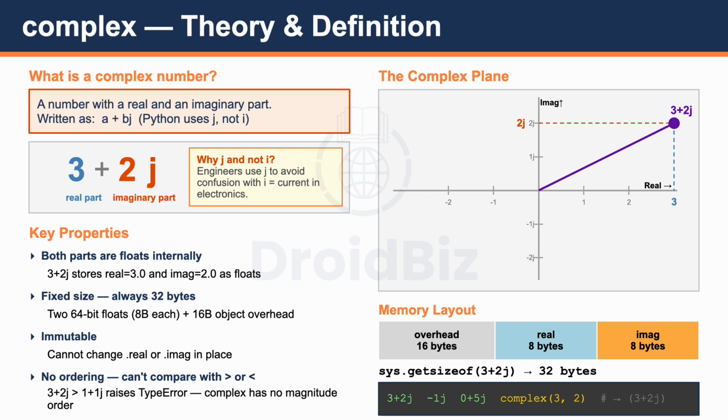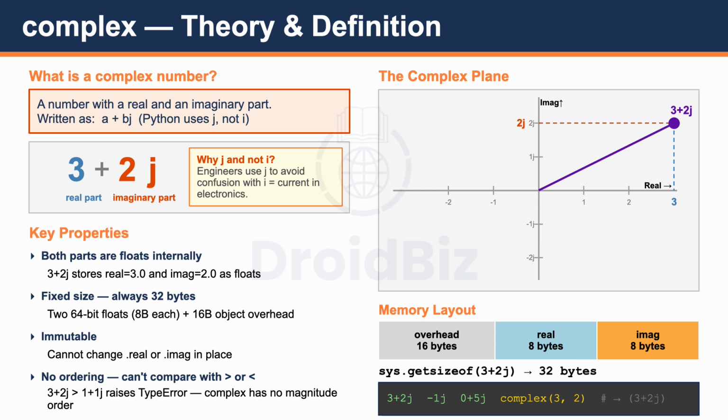Complex numbers have 4 key properties. First, both parts are stored as floats internally, so 3 plus 2j stores real as 3.0 and imaginary as 2.0. A complex number always takes 32 bytes, 16 bytes of object overhead, plus 8 bytes each for the real and imaginary floats. It's immutable, just like int and float.